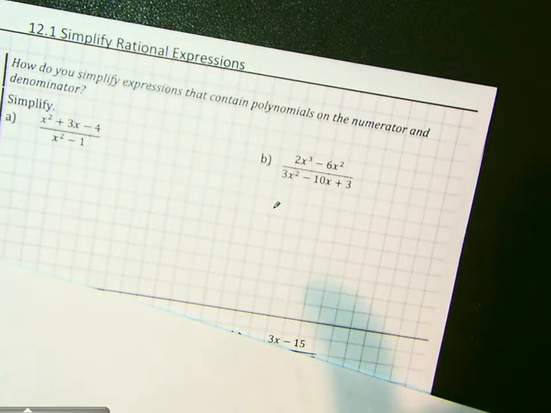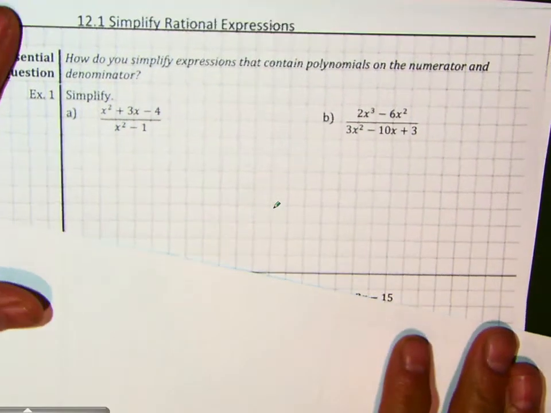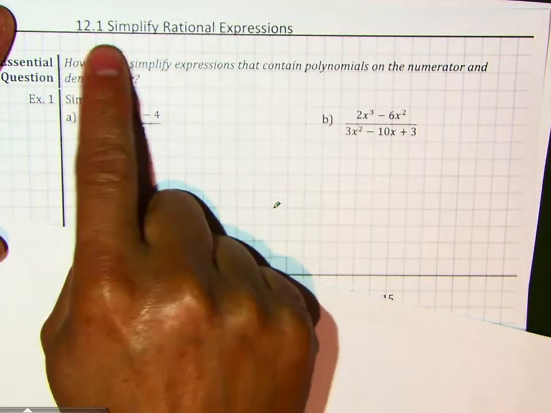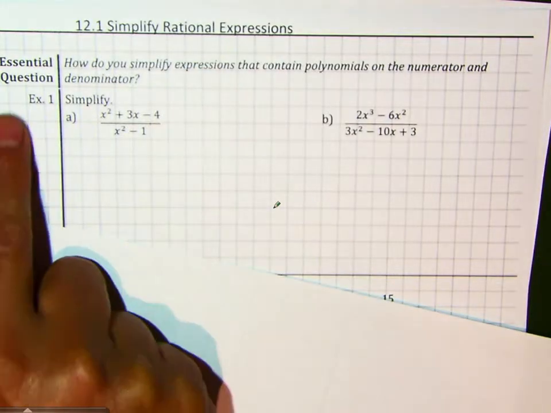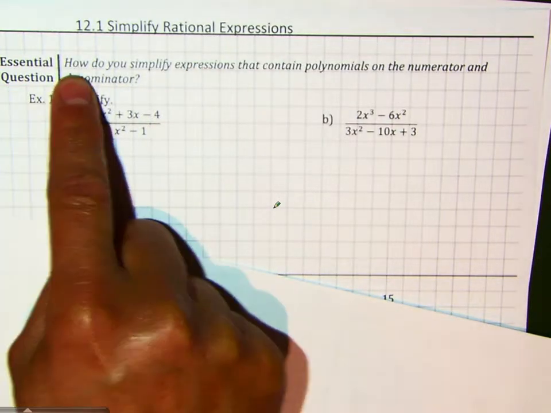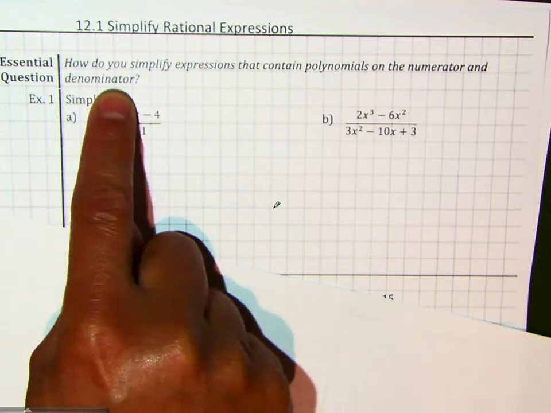Good morning. Today we are going to cover section 12.1. 12.1 deals with simplifying rational expressions. So take the time to copy your essential question. How do you simplify expressions that contain polynomials on the numerator and the denominator such as this?